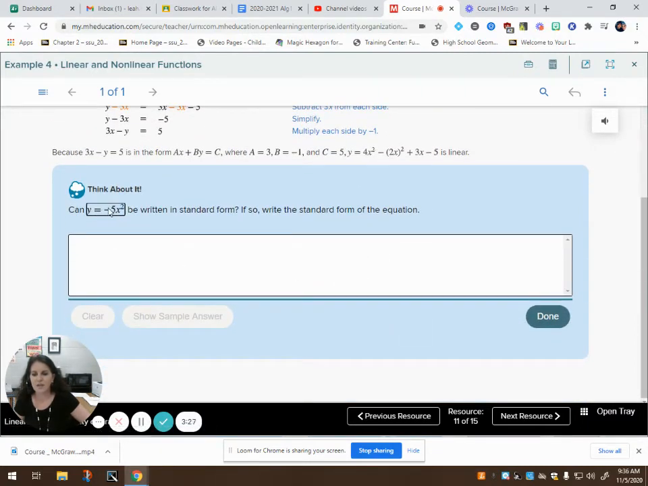But now looking at this one, linear or nonlinear? Of course, that's going to be nonlinear because that x is raised to a power of 2. There's nothing that it's going to cancel out with. I don't have negative 5x squared plus 5x squared to get 0. I just have a minus 5x squared. Therefore, I know that this is nonlinear because that x is raised to a power other than 1.